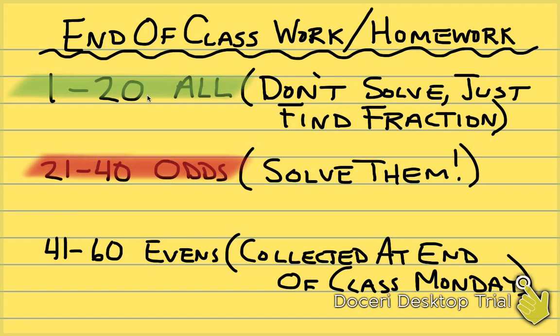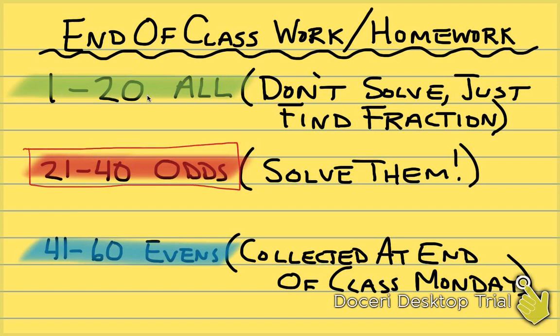And the last part here is 41 through 60 evens. This is going to be collected at the end of class on Monday. So you will have some time to work on it Monday. However, you may also need to plug this part into the calculator on Monday, so that might be where your time is spent. So if you're going to have to use a calculator, you should do some of this also to make sure you have the whole thing done, because this whole assignment is going to be collected on Monday at the end of class.